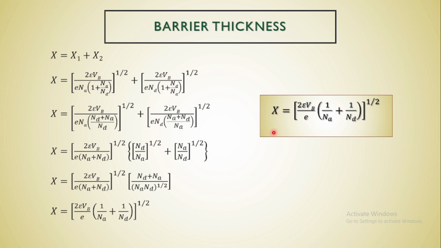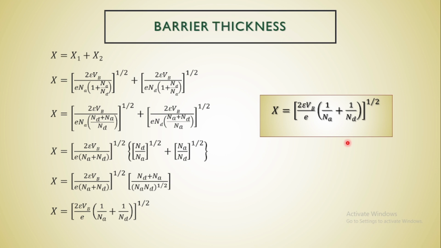So here x, which is considered as barrier thickness, is expressed in terms of barrier potential and also in terms of Na and Nd. And thus we can say that the width of the depletion region can be easily determined if the value of potential barrier Vb and the densities of donor and acceptor atoms in n-type and p-type regions of the p-n junction are known. And this is the derivation which gives us the value of thickness of depletion region.